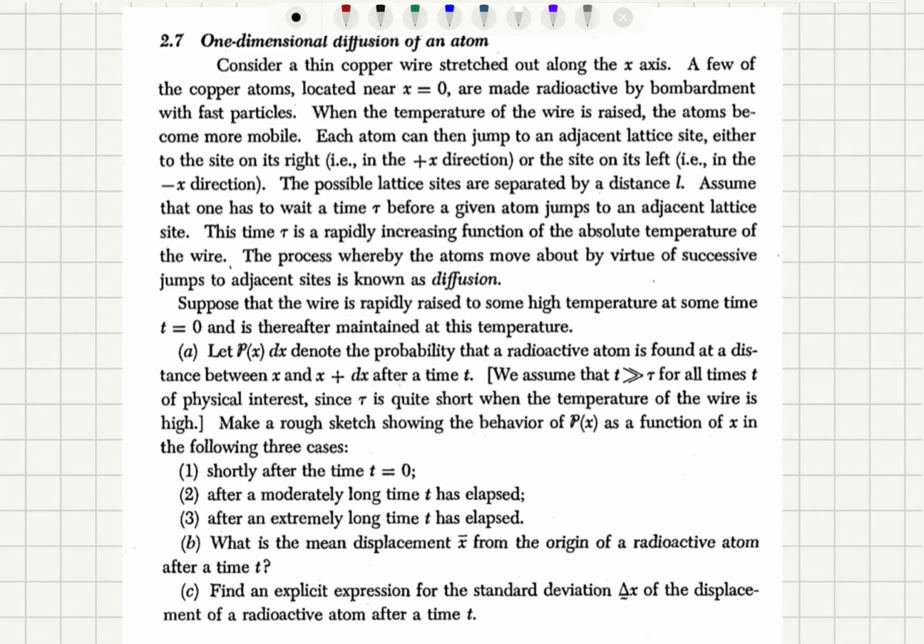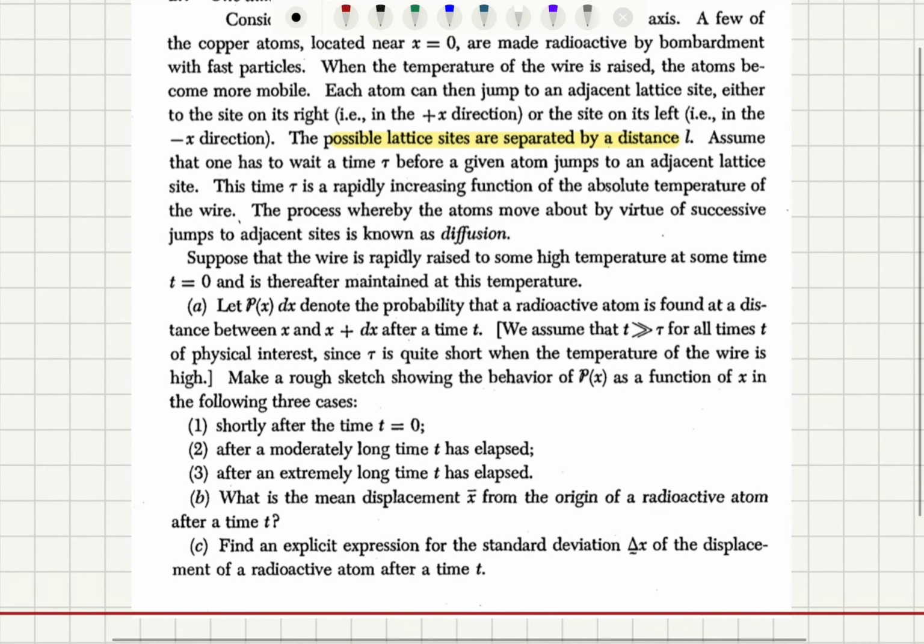Each atom can then jump to an adjacent lattice site, either to the side on its right in the positive x direction, or the side on its left in the negative x direction. The possible lattice sites are separated by a distance L. Assume that one has to wait a time tau before a given atom jumps to an adjacent lattice site. This time tau is a rapidly increasing function of the absolute temperature of the wire.